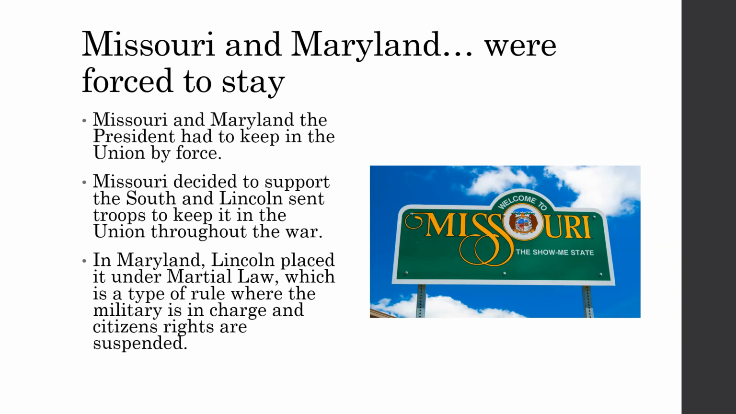Missouri and Maryland were forced to stay because of strategic reasons. Missouri has a huge chunk of the Mississippi River, and the Union would be in bad shape if the Confederacy controlled all of the Mississippi. And Maryland is right next to our nation's capital. If Maryland was a slave state that went to the Confederacy, then Washington, D.C. would have been surrounded. So Lincoln declares martial law and basically says you can't leave whether you like it or not.